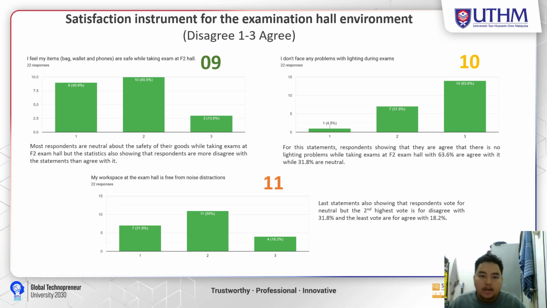And lastly is the noise distraction caused at the F2 hall. Most of them feel neutral, but seven students feel they are disturbed by the noise distraction.